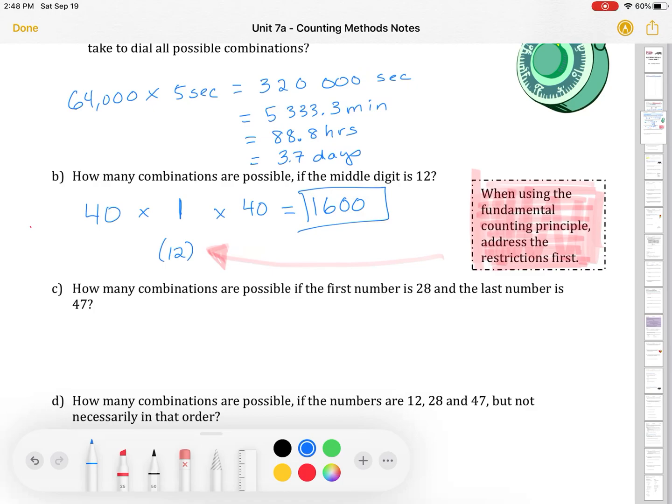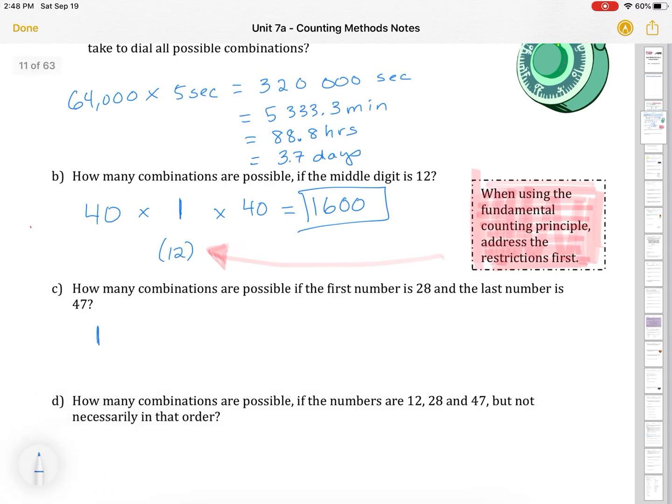Now let's look at some other options there. How many combinations are possible if the first number is 28 and the last is 47? Well, that means for the first option, 28, there's only one option. The second, we could have 40 options because we have no limits on that one. And the final option, 47, the third option, again, only has one option. So that would give you 40. So say you remembered your first and last number. Well, you could probably try all 40 different ones in the middle and figure it out.